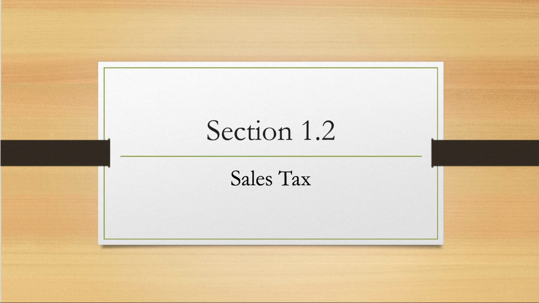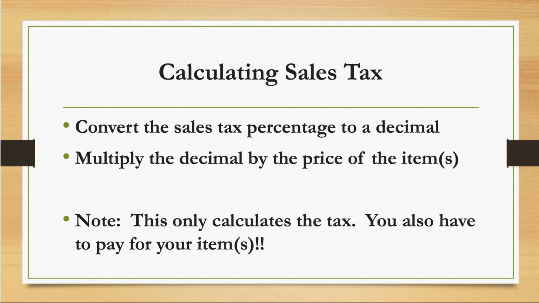Our last topic in section 1.2 is an example of an application that we see for converting between decimals and percents. That application is sales tax. In order to calculate sales tax, we want to first convert the sales tax percentage to a decimal, and then multiply that decimal by the price of the item. Keep in mind that this only calculates the tax. You also have to pay for your item.